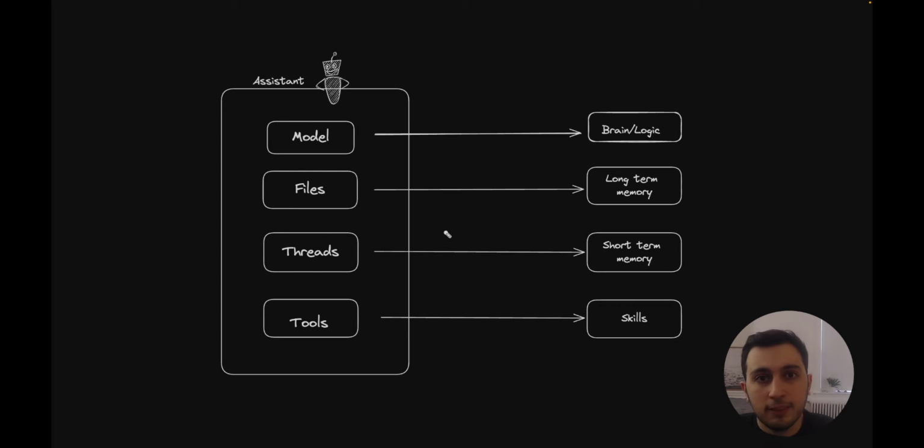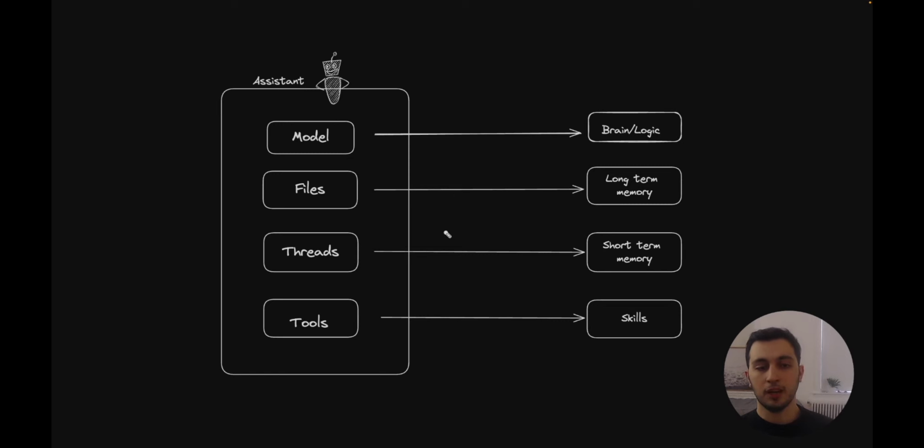Then you have threads. And threads are basically the short-term memory of the assistant. It's the conversation you're already having with it, and it can remember what the conversation is. It can remember what it told you, but when it starts a new conversation, or if it's having multiple conversations at the same time, that memory is not really saved.